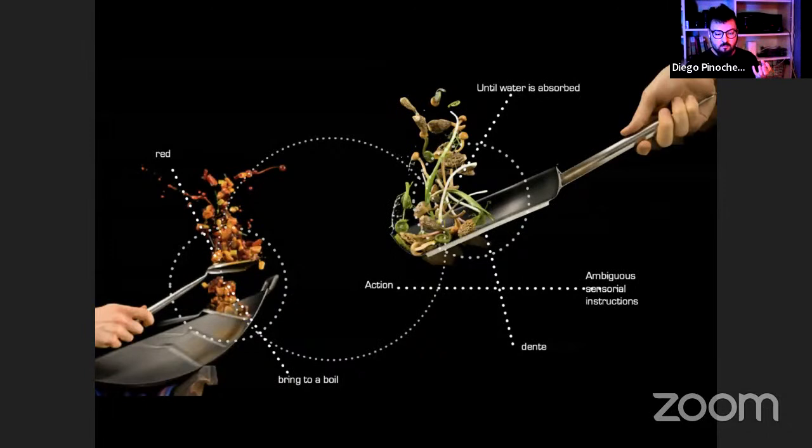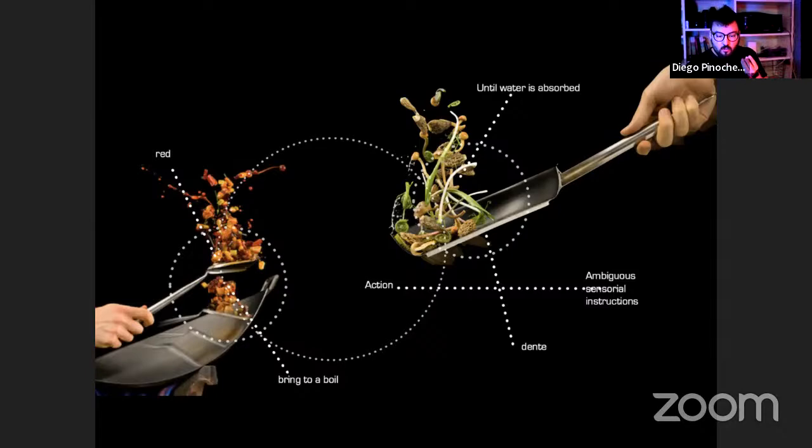Right? You follow a certain procedure, but that procedure is not fixed, because there are always some components that you need to adjust. The amount of salt, or cooking until the water is absorbed, or, for example, bring to a boil. Those are very ambiguous. And in design, when you're making things, that happens as well.